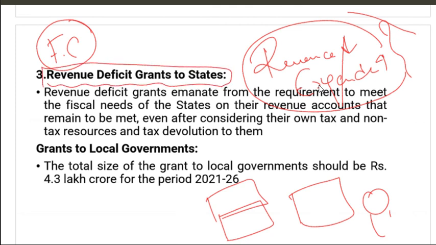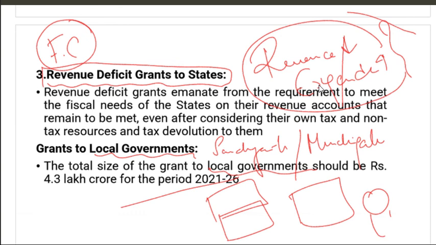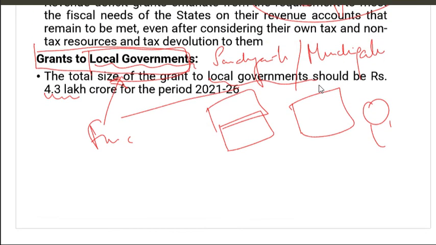Next, grants to local governments, that is panchayats and municipalities. Why? Because local governments don't have their own financial resources, right? Even though they have taxes, seeing their fellow villagers, they won't collect. So in that aspect, the central government needs to allocate some funds to local governments. That is the main aim of the finance commission. Fine. How much is it allocating? Around 4.3 lakh crores. Remember that.